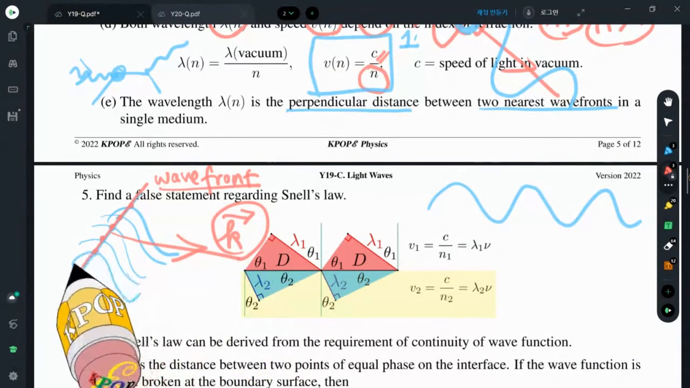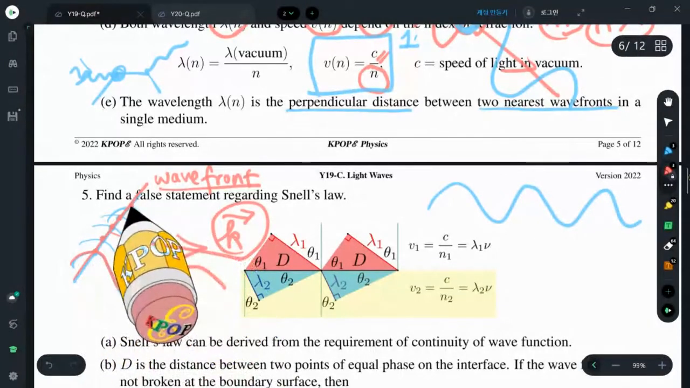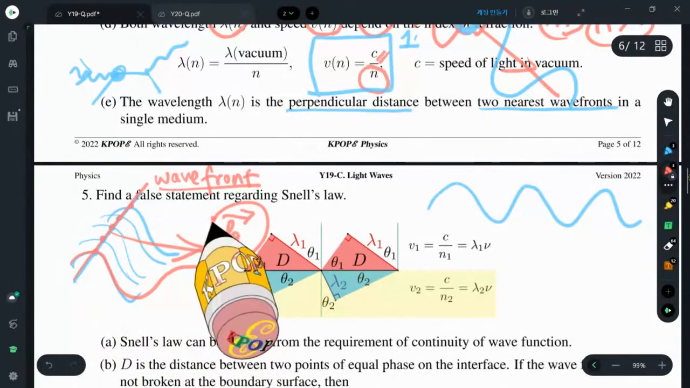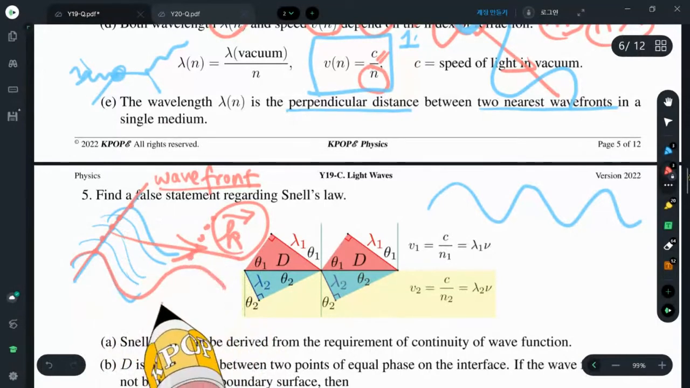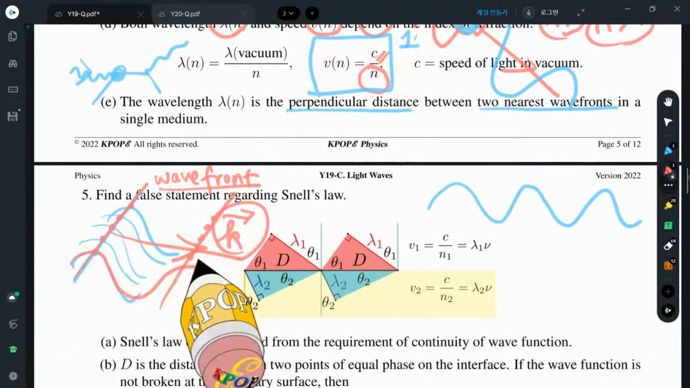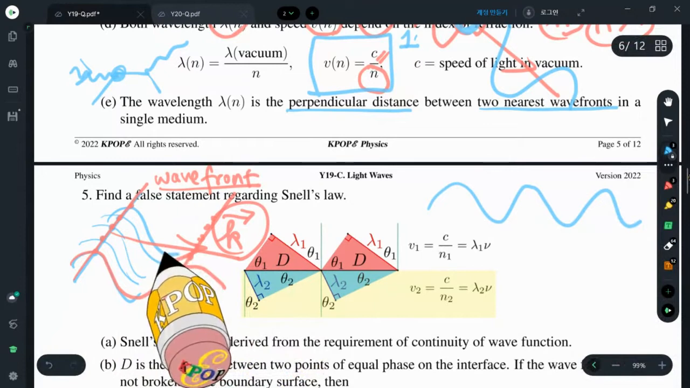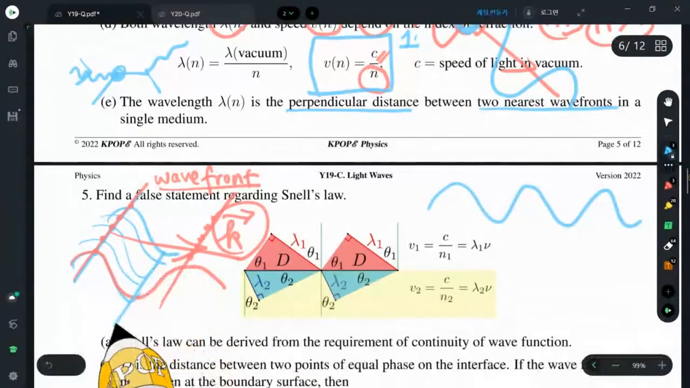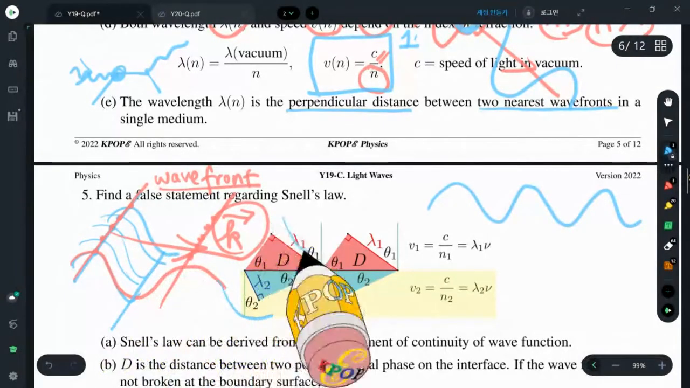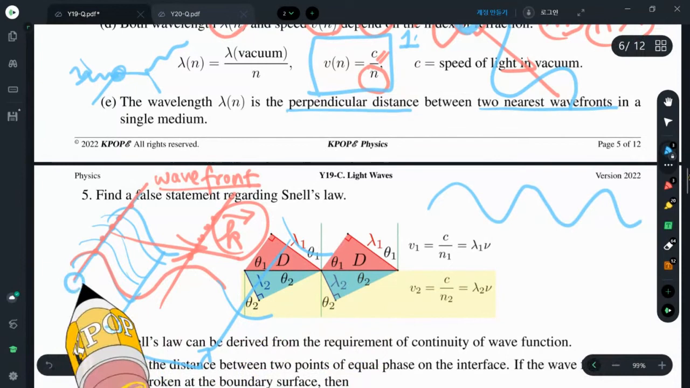Okay, and there is another wavefront. So these two are the nearest wavefronts. Sure, we can choose the lowest value and another lowest value. These two are nearest wavefronts. However, we do not say these two are wavefronts.